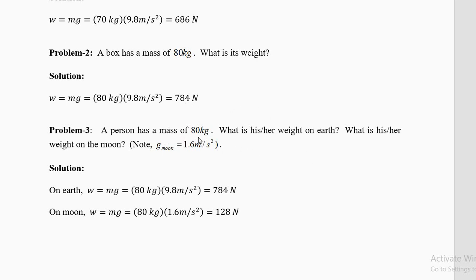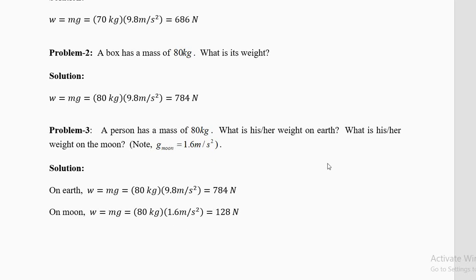Now a person has a mass of 80 kilogram. What is her weight on earth? On earth you will get 80 into 9.8, 784 newtons. What is his or her weight on moon? Now on moon the gravity is less. The acceleration due to gravity on the surface of moon is 1.6 meters per second square. Try to remember this number. 9.8 you have to definitely remember. Good to remember 1.6. So it is 80 into 1.6, you will get 128 newtons.